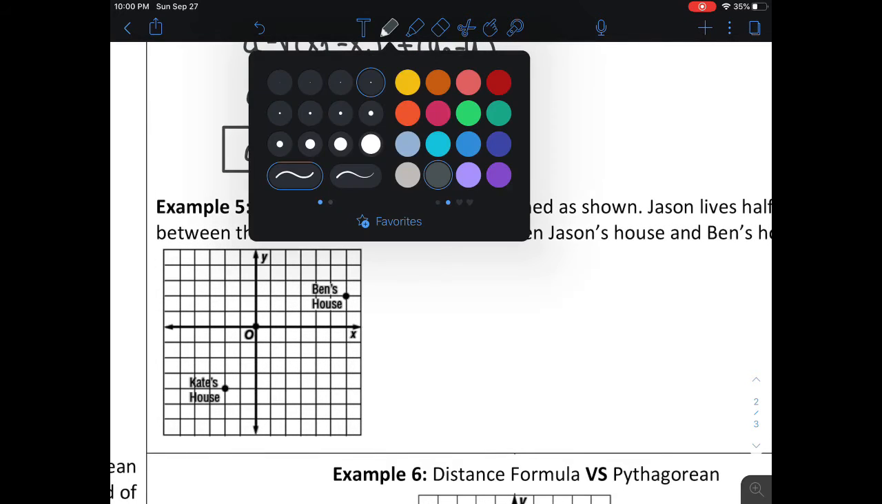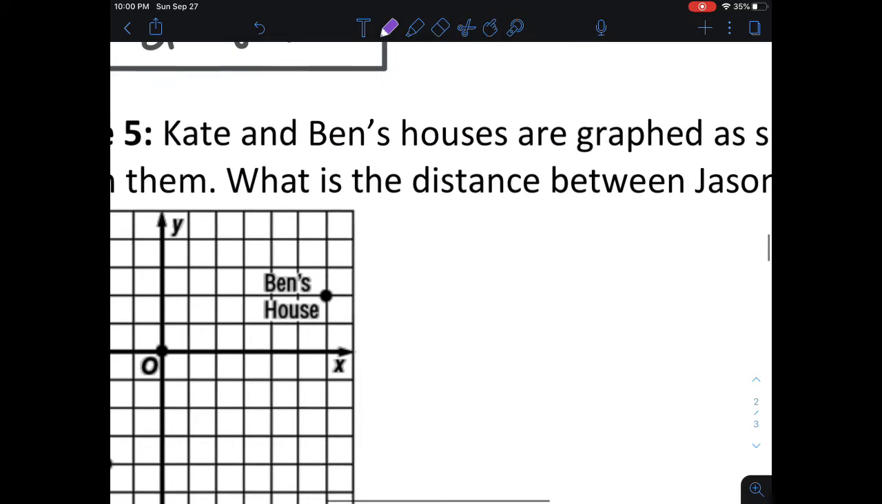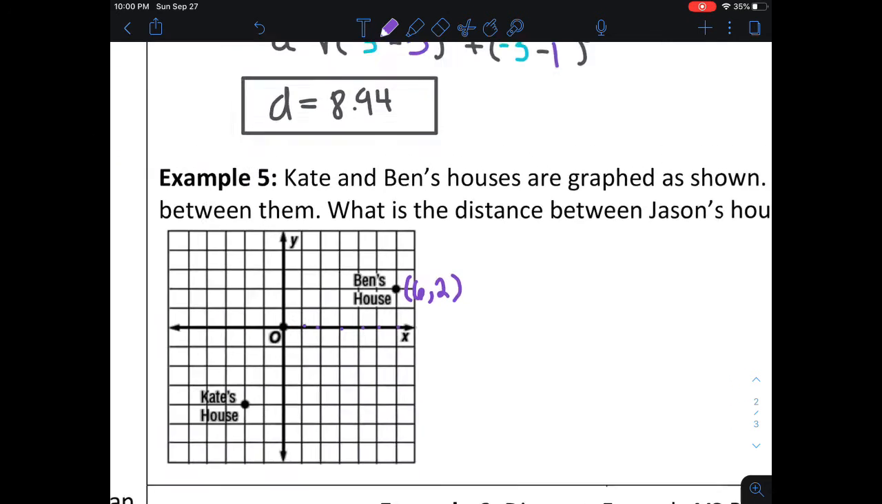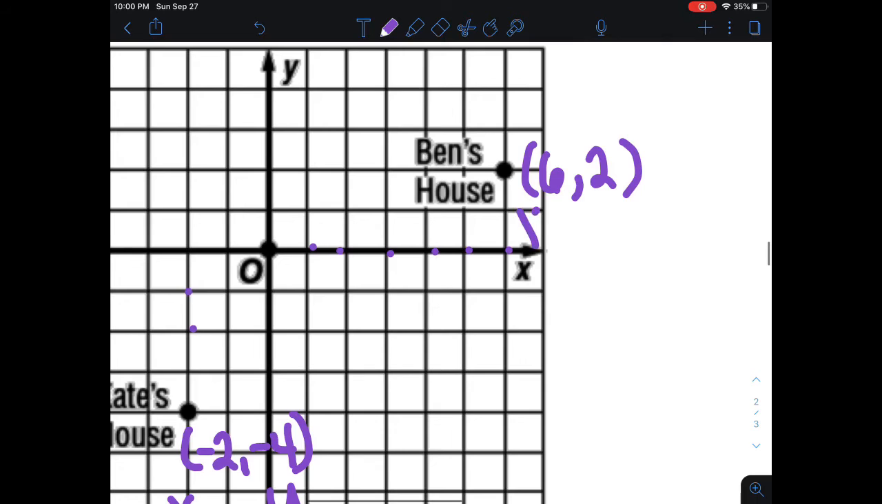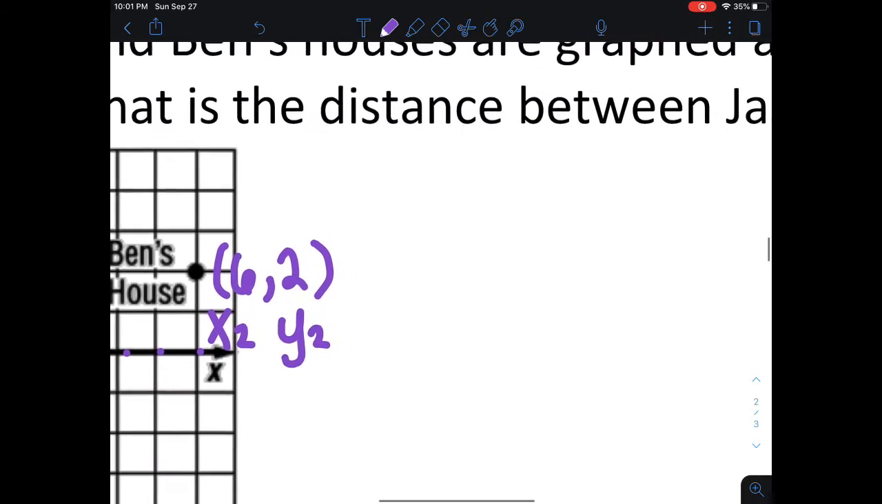Okay, let's figure out these coordinates though, because I can't see. All right, so let's see, that's 1, 2, 3, 4, 5, 6, up 2. So that's 6, 2. And then for Kate's house, looks like -2, 1, 2, 3, 4. So -2, -4. All right, that's going to be my x1, y1. This is going to be my x2, y2. And no, the order does not matter. Meaning, if I wanted to make this the x1, y1, that would be fine. Just as long as you're consistent.